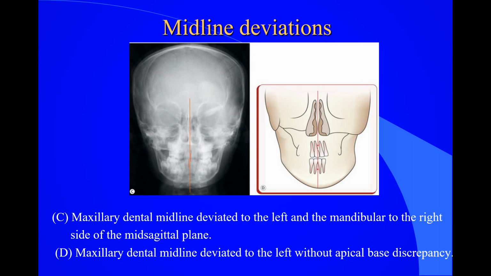Individuals with midline discrepancies present with a variety of clinical situations where maxillary midline is coincident with facial midline and the mandibular dental midline is shifted either to the left or right side. Mandibular midline is normally positioned, but the maxillary midline is deviated to the left or right sides, or it could be the combination of both.